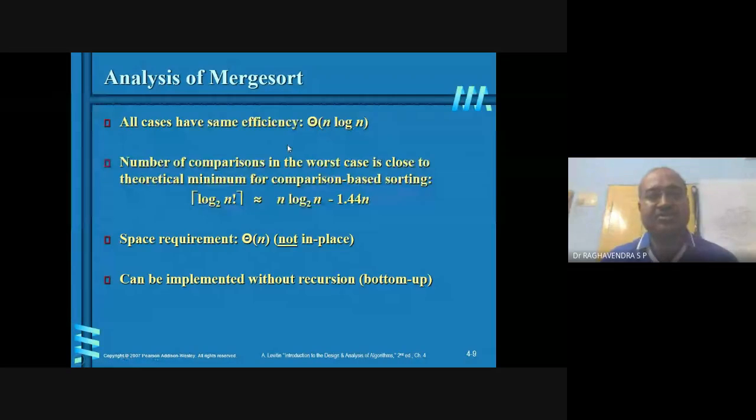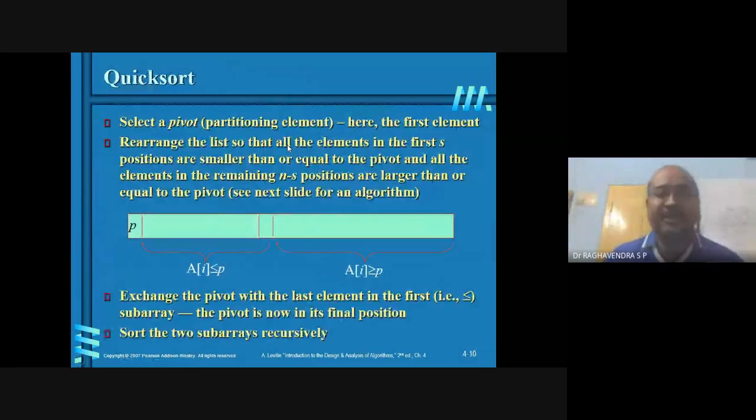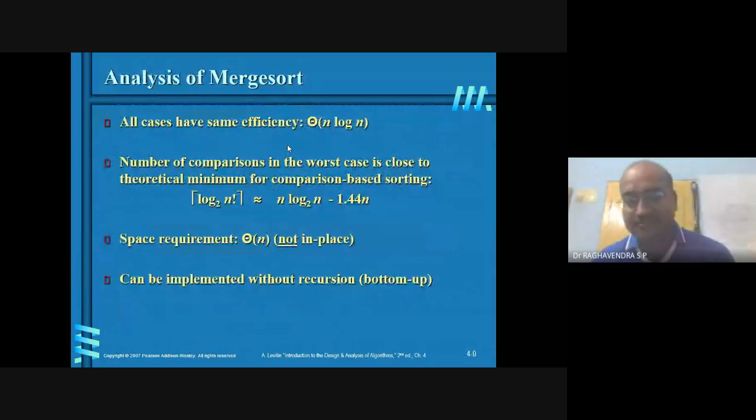This is quicksort. About quicksort, I am going to explain in the next class. If you have any queries, you can ask, students.